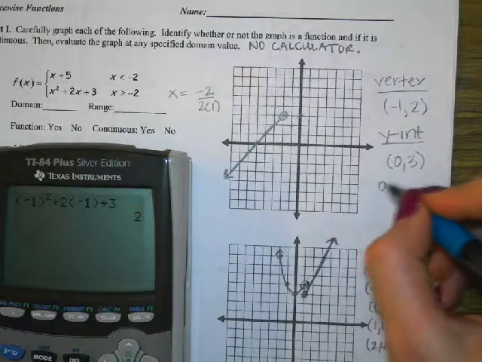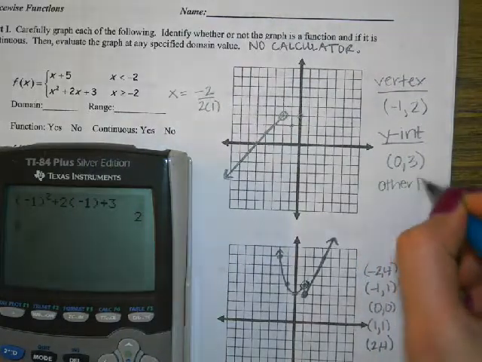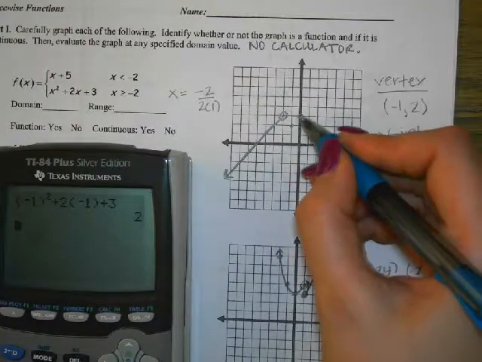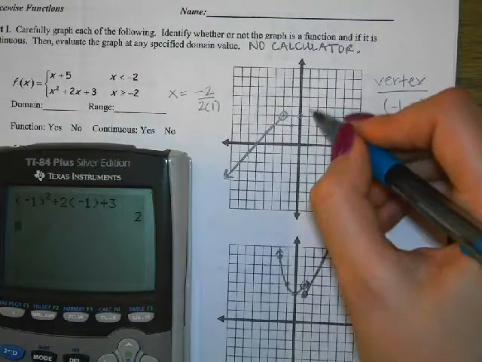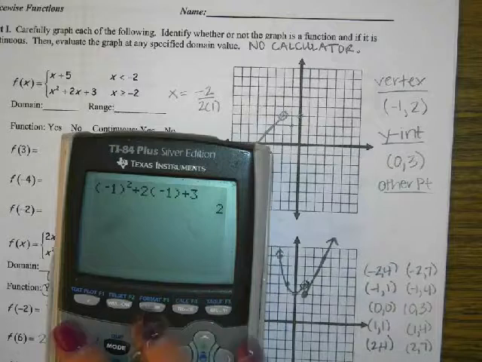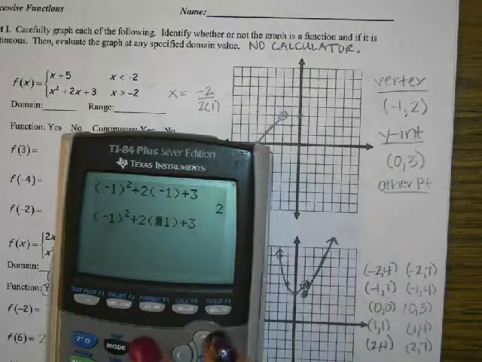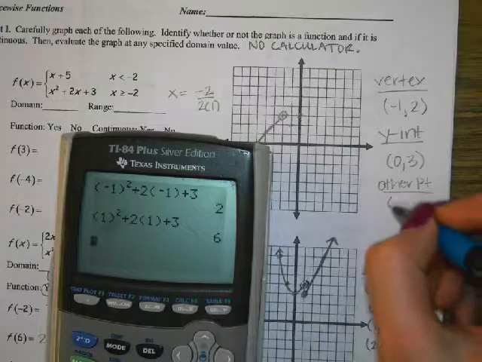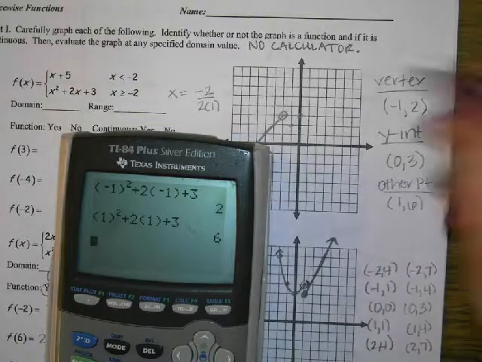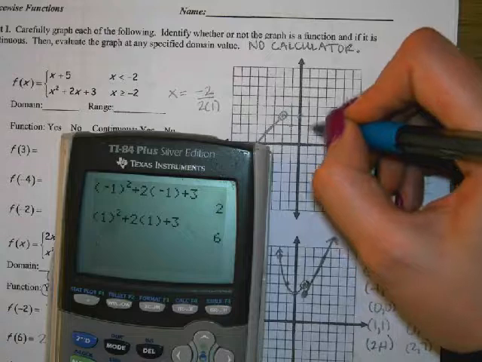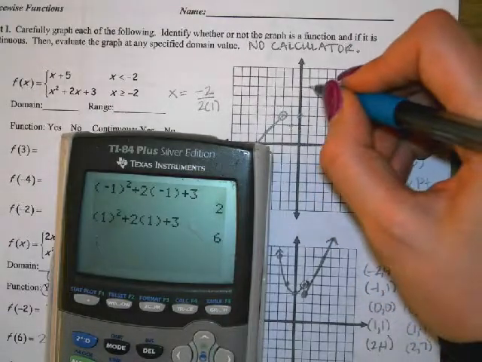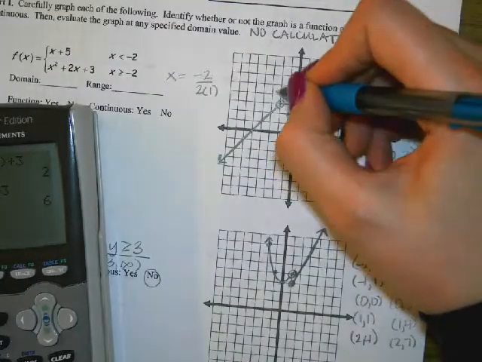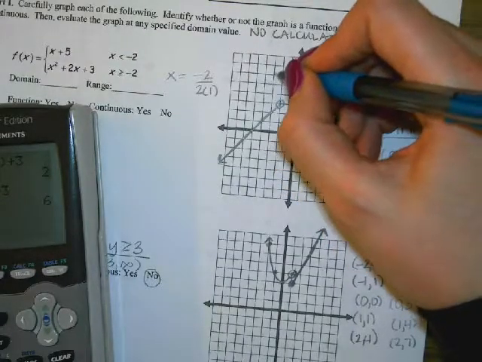I'm going to go ahead and do one other point. I know that this point is going to get reflected over, so I'm not going to plug in negative 2. I'm going to go ahead and plug in positive 1. So 1, 2, 3, 4, 5, 6. Okay. And then I can go ahead and draw the other half of my parabola.